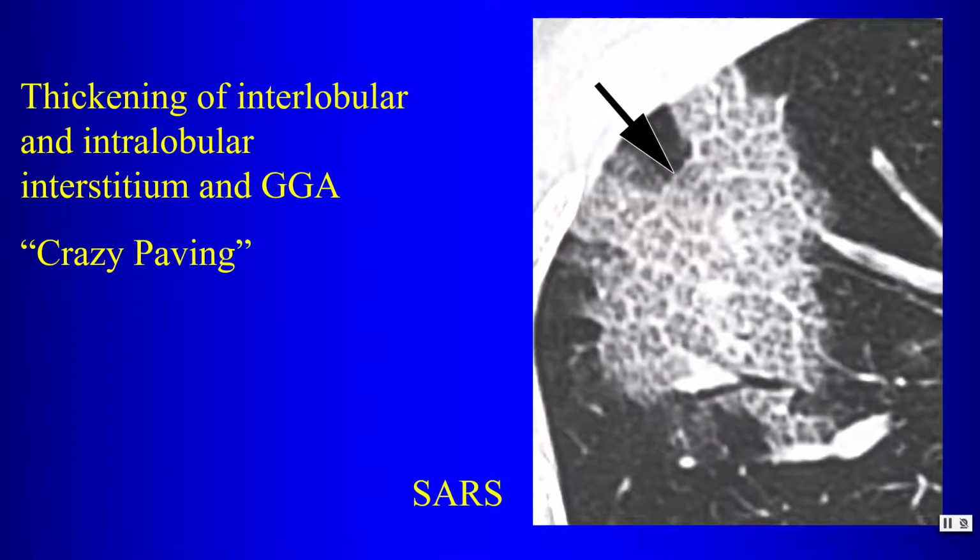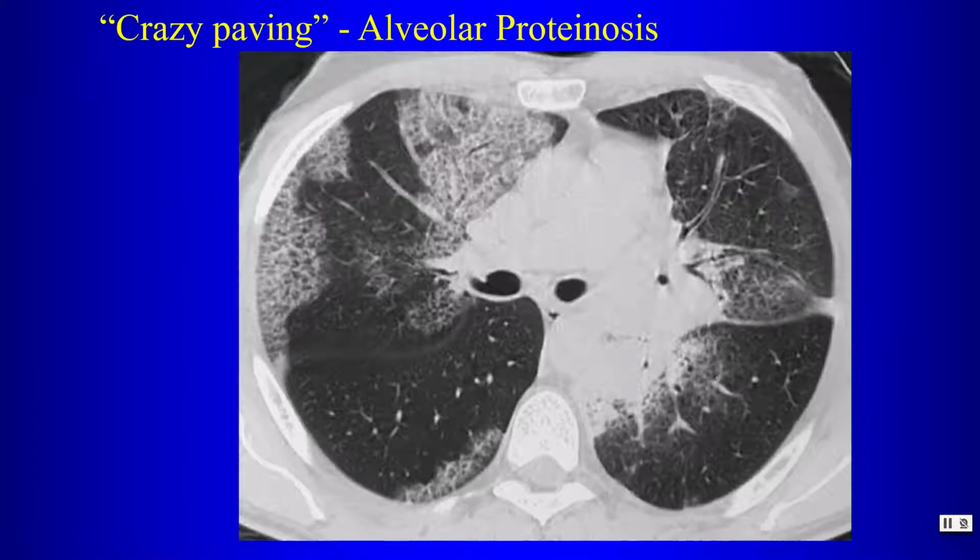So when we have crazy paving, not only do we have ground glass opacity with interlobular septal thickening, but you can also see inside of the secondary pulmonary lobule this reticularity, and that represents thickening of the intralobular interstitium. So crazy paving is when we have ground glass with both interlobular and intralobular septal thickening.